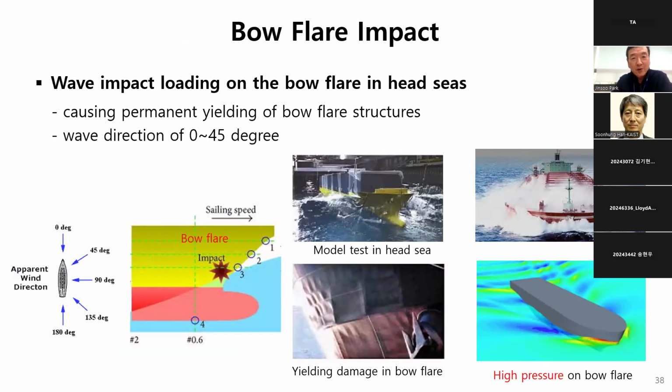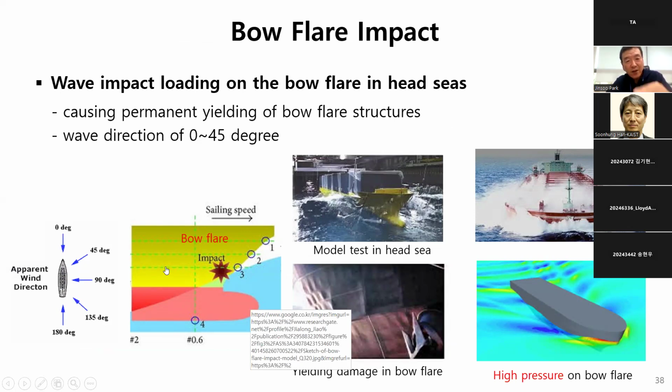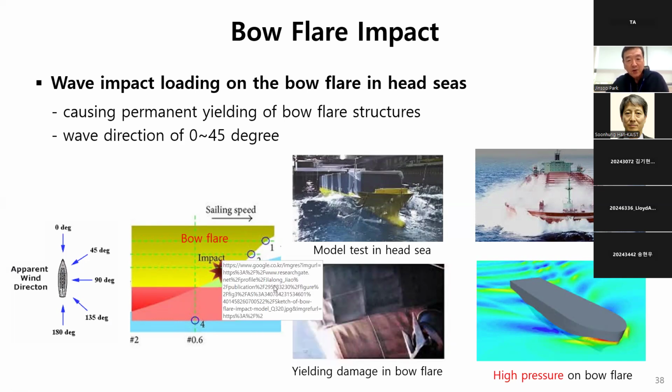One of the impact loadings is bow flare impact, where bow flare refers to the front structure above water level. So when the ship runs in head sea, sometimes very high impact loading occurs on this bow flare, sometimes causing permanent yielding.